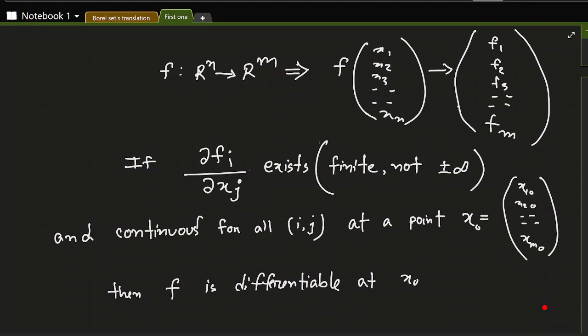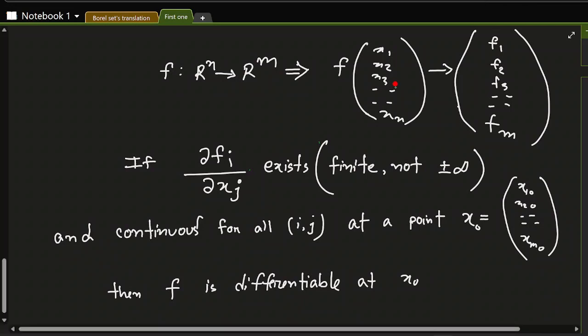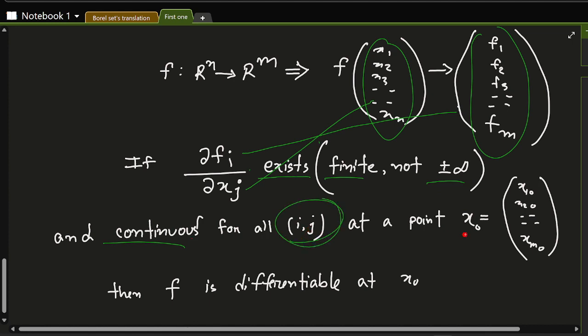The theorem is as follows. If we have a function taking an n-dimensional vector variable as an input and giving an m-dimensional vector as an output, and if each of the partial derivatives of the output components with respect to the input components exists, that means they are finite and not infinite, and are continuous for all such combinations at a particular point x0, then the theorem implies that f is differentiable at x0.